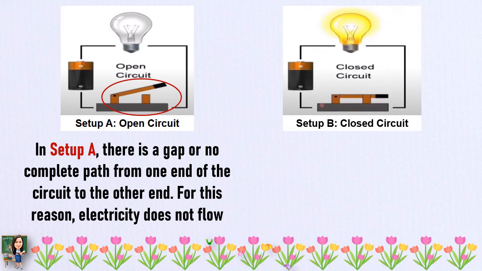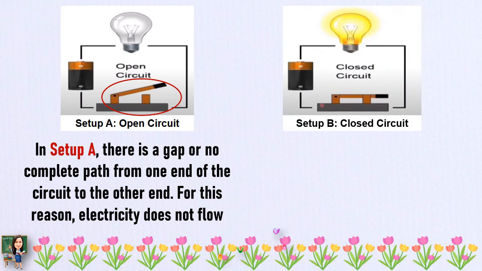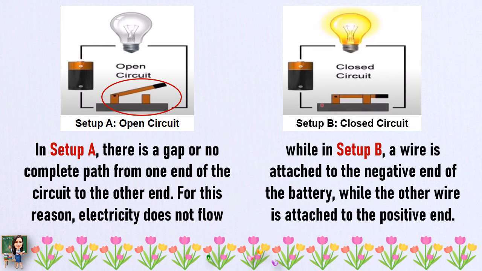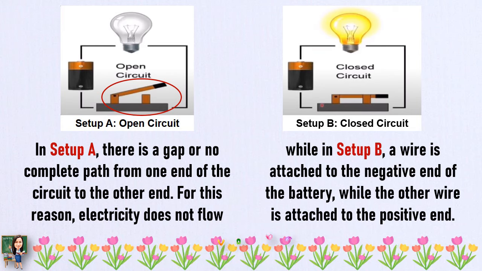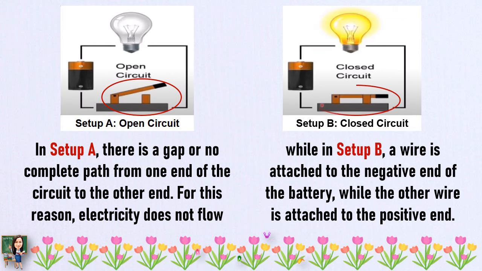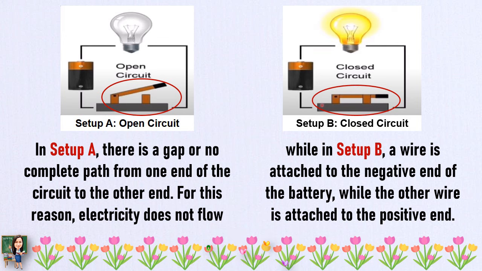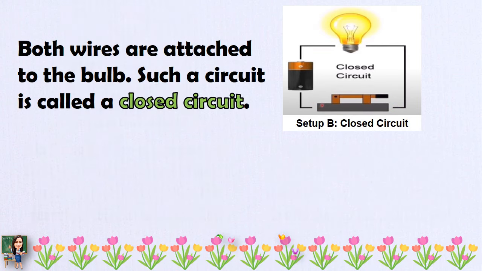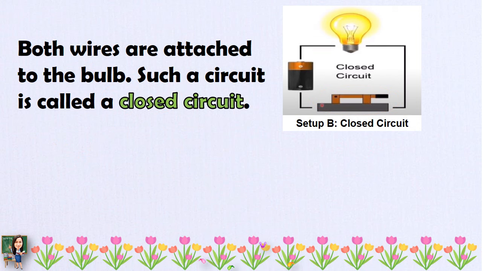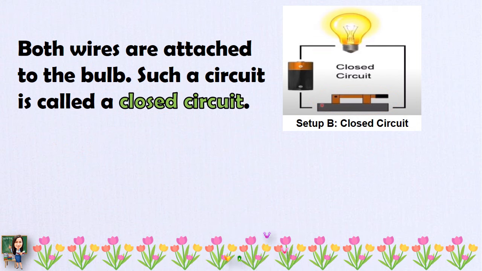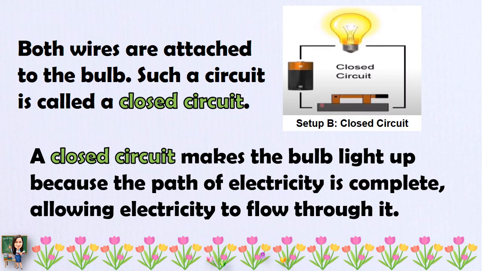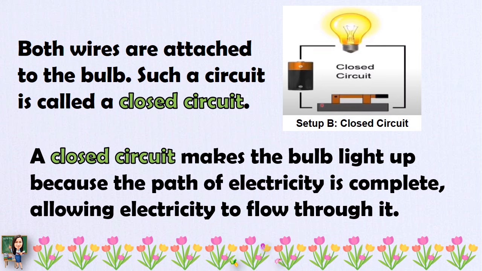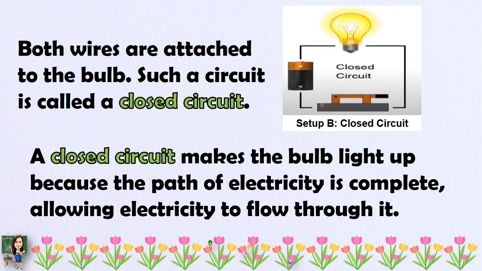And then, look at setup B. It is a closed circuit. In setup B, a wire is attached to the negative end of the battery, while the other wire is attached to the positive end. Both wires are attached to the bulb. Such a circuit is called a closed circuit. A closed circuit makes the bulb light up because the path of electricity is complete, allowing electricity to flow through it.